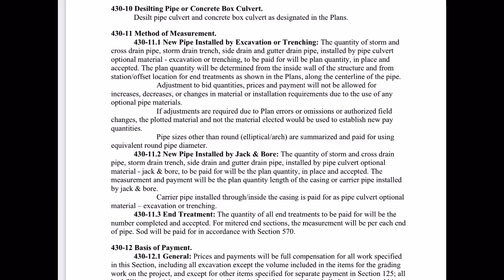There's two important key things to look for in every specification: method of measurement and basis of payment. And you have to read the way they're worded. In the case of pipe, section 430-11, the quantity of storm and cross drain, storm drain, side drain, gutter drain installed by pipe covered option material to be paid for will be the plan quantity in place and accepted. The plan quantity will be determined from inside wall to inside wall and from station offset for end treatments as shown in the plans along the center line of pipe.